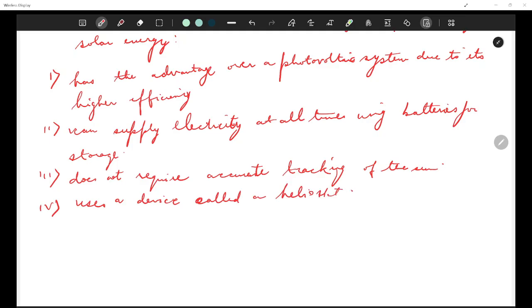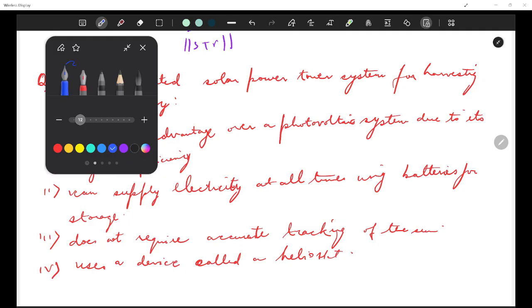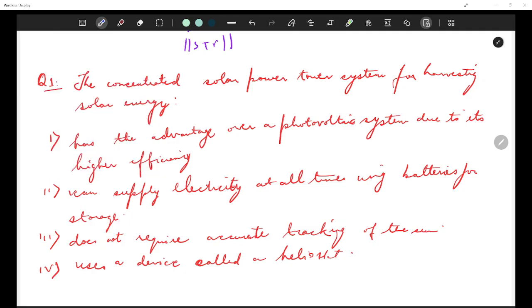Okay, so the concentrated solar power tower system for harvesting solar energy has the advantage over a photovoltaic system due to its higher efficiency. It can supply electricity at all times using batteries for storage and does not require accurate tracking of the sun, which is definitely false, right? Without any thought, you can mark this as false. We always require it. Okay, so let's go with the first option.